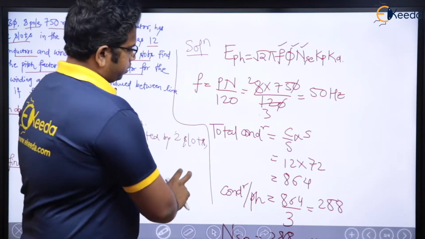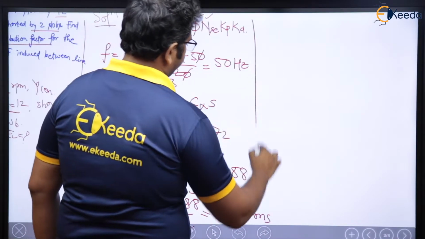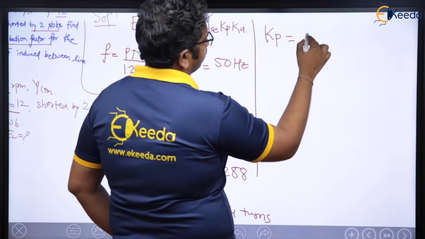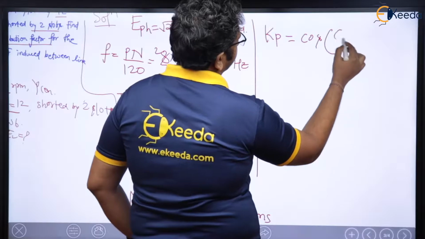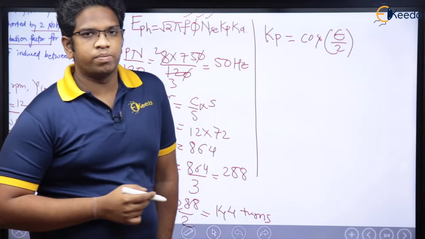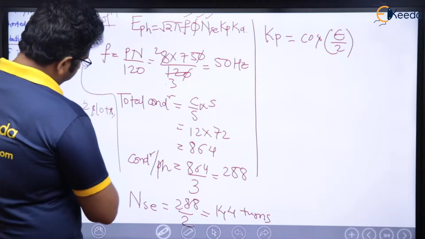Now focus here. This is very important. See, KP, what is KP? Cos epsilon by 2, right? Yes, KP is going to be cos epsilon by 2. But what is the value of epsilon? Have they mentioned epsilon?